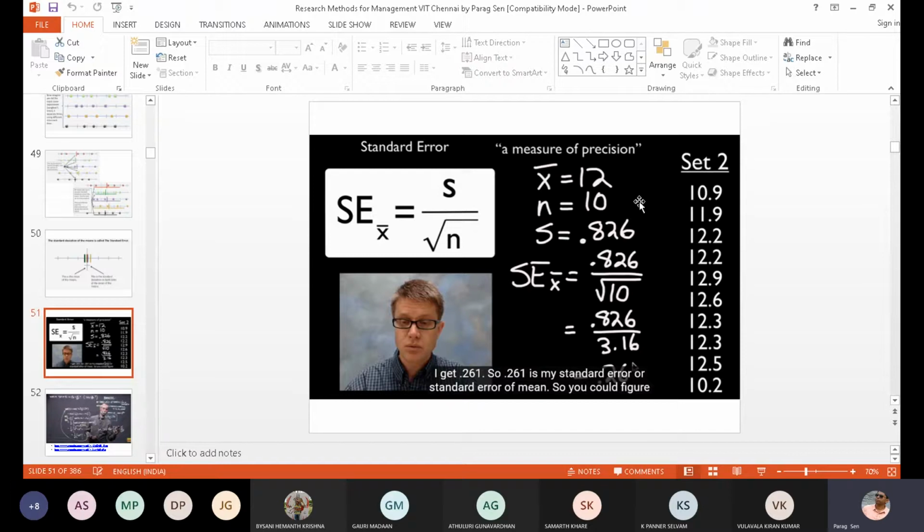The sample size is 10, and the sample standard deviation is 0.826.